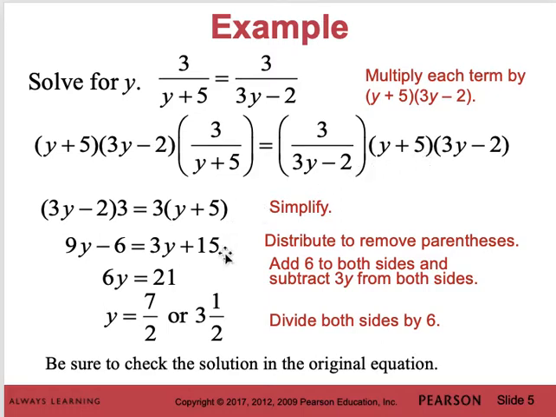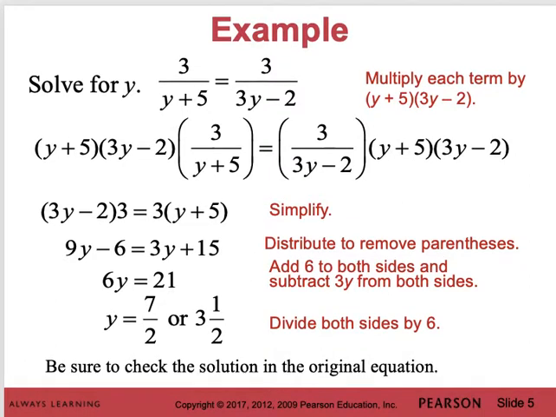So now I'm left with 3y plus 15 is equal to 9y minus 6. So let's solve for y by getting all of our variables on one side and all of our numbers on the other. So I add 6 plus 15 to get 21. I subtract 3 from 9 to get 6. Divide both sides by 6. I get 7 over 2, or as a decimal, 3.5.